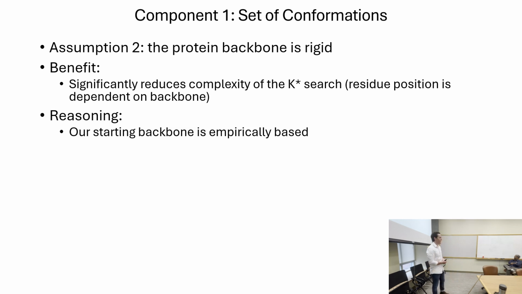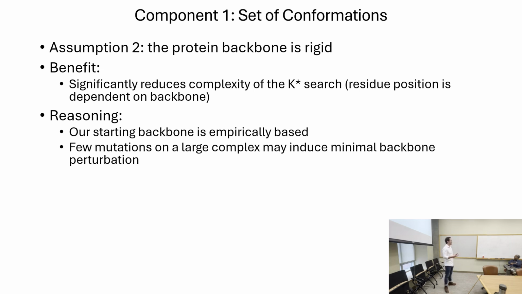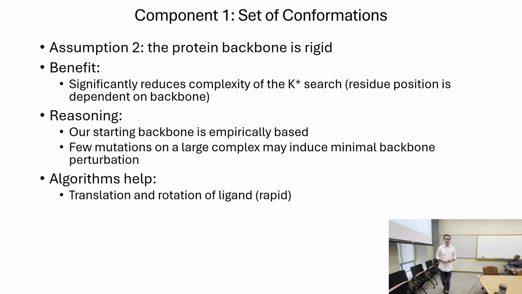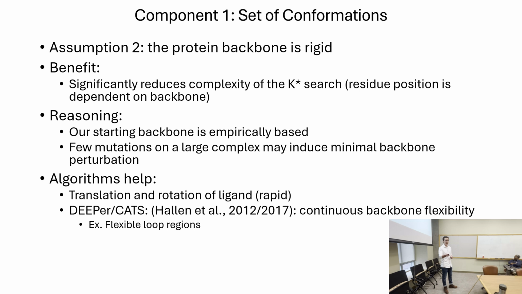By way of reasoning, our backbones are empirically based. We're often sampling from the PDB. And especially when we're doing really, really large designs, we expect that doing just a few mutations will hopefully not induce large backbone perturbations. As always, algorithms help. One of my favorites that I use all the time is translation rotation. The backbone remains rigid, but if it's in an active site, we can translate and rotate it to look at different conformations of that design.